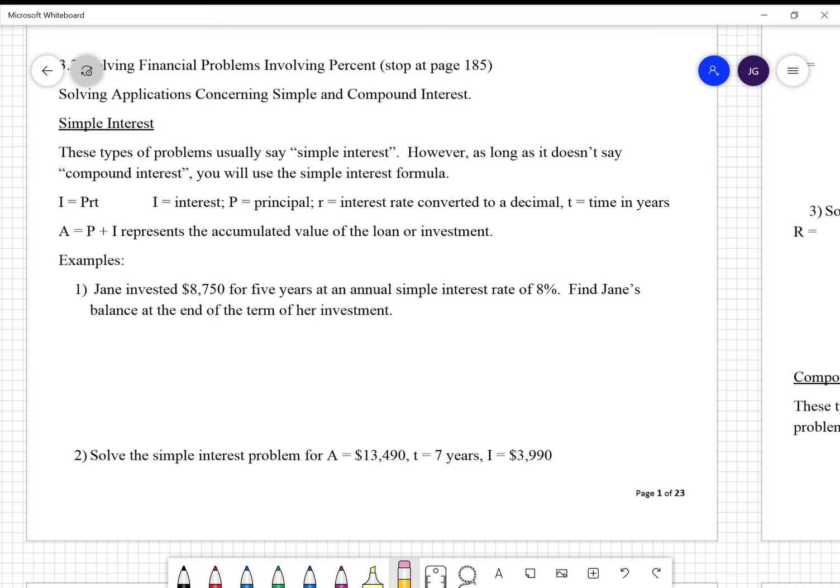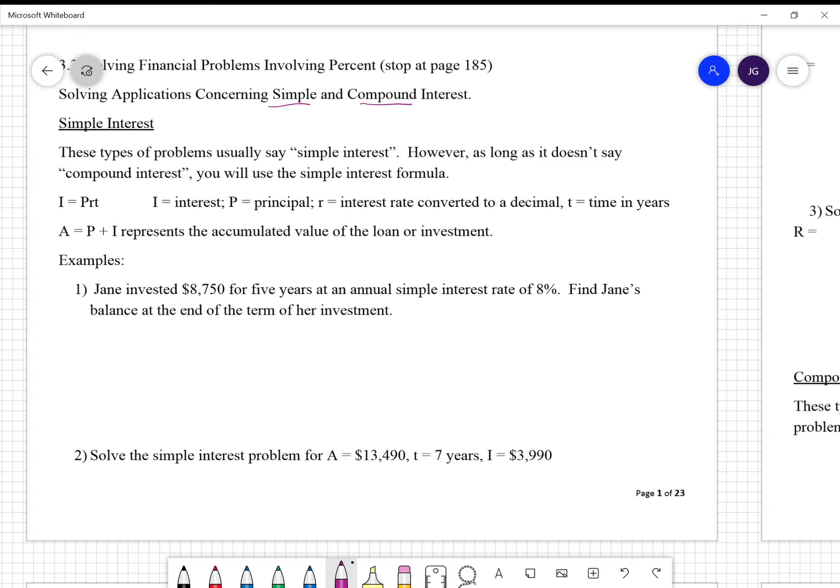Okay, we're going to start this section on solving financial problems involving percent. We have two types of interest. We have simple interest and compound interest. We're going to look at simple interest first.